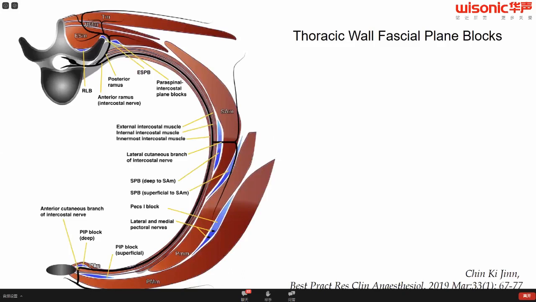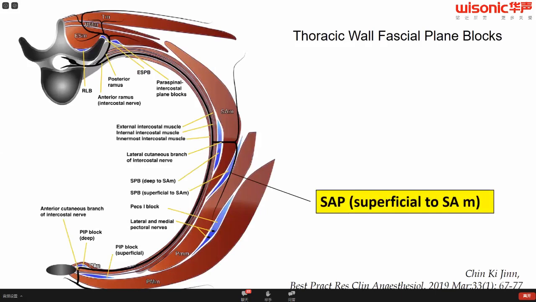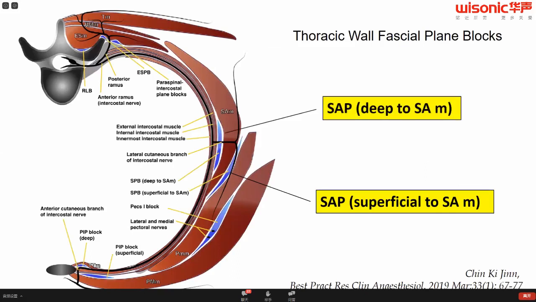There are two options to perform the serratus anterior plane block. First, you can do a superficial block when the local anesthetic is placed above the serratus anterior muscle, or you can do a deep serratus anterior plane block when the local anesthetic is placed below, or you can do a combination of superficial and deep.